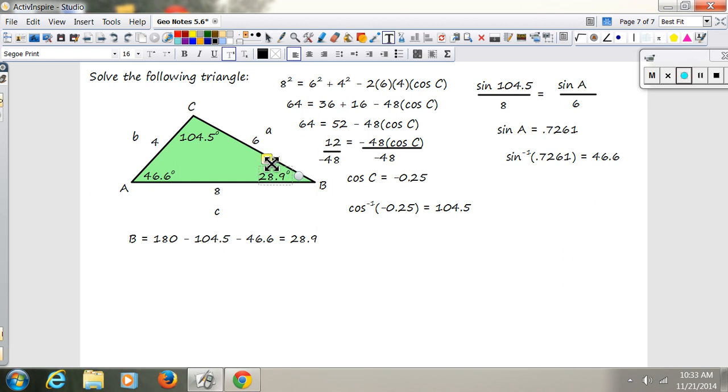And then you've got to step back and look at it. You've got to make sure that it makes sense. Where's my biggest angle? 104.5. My biggest side is 8. So that does work. My smallest angle, 28.9, is across from my smallest side, which is 4. So that one does work. All right, so there's your notes. Those are law of sines and law of cosines, and we will practice some of those.